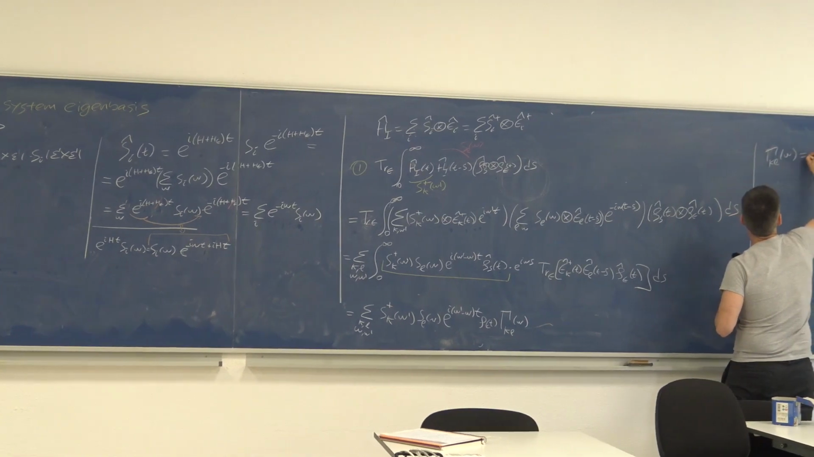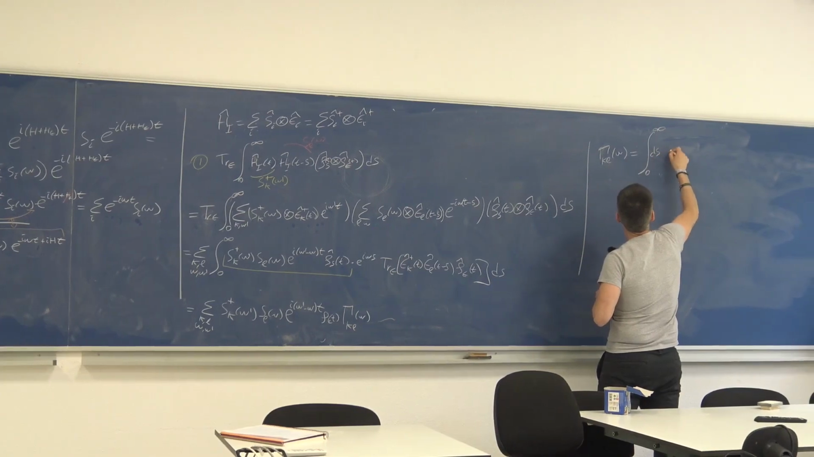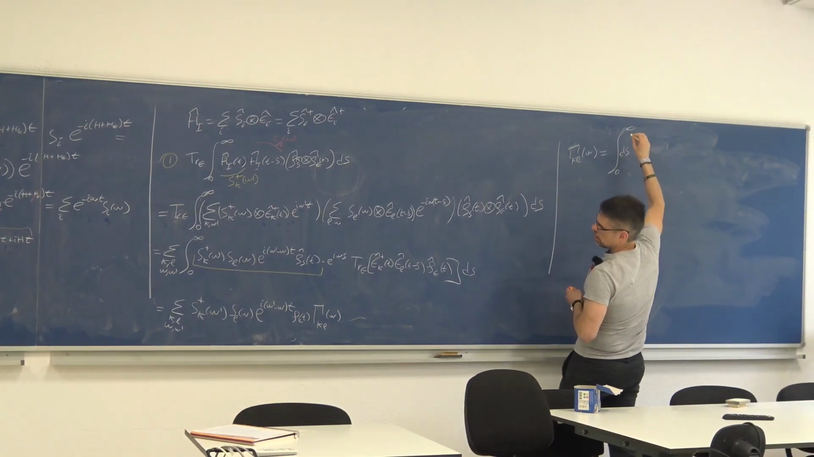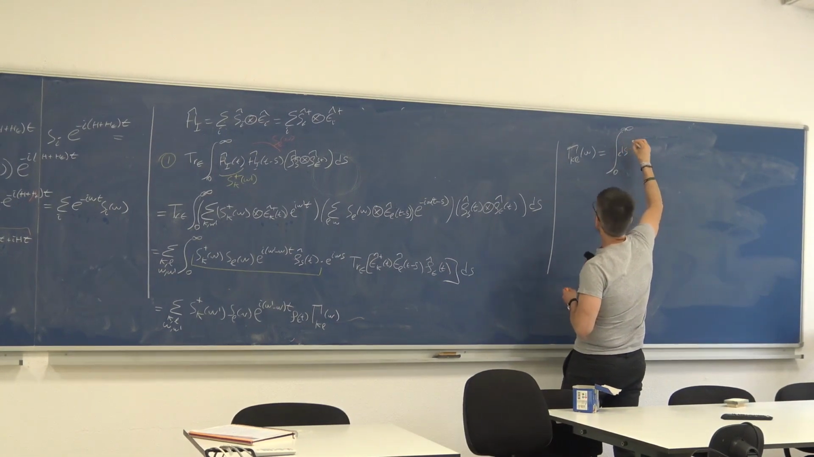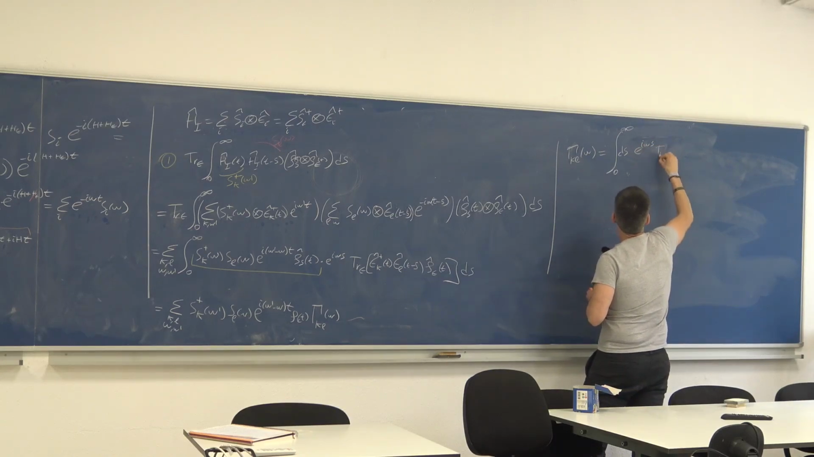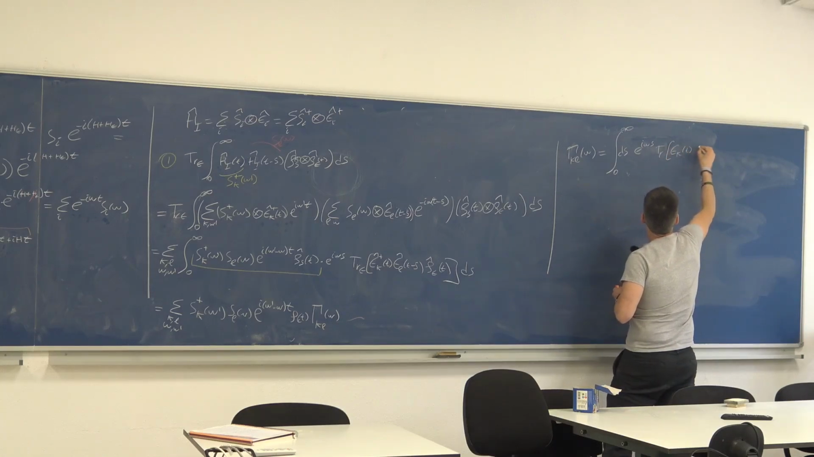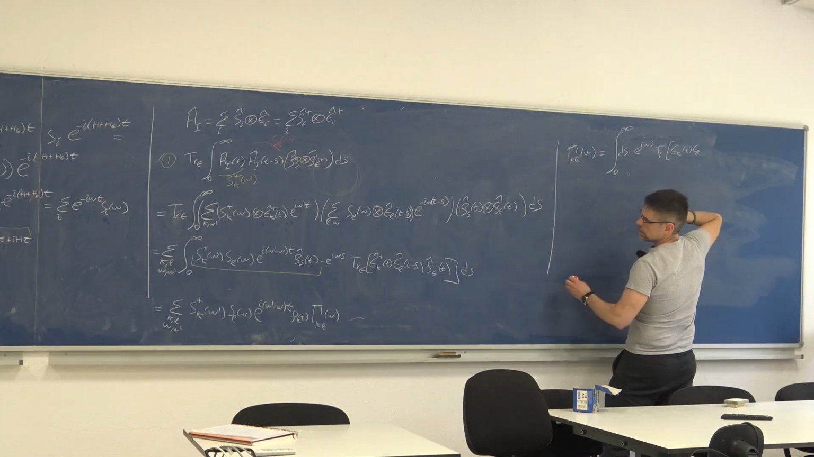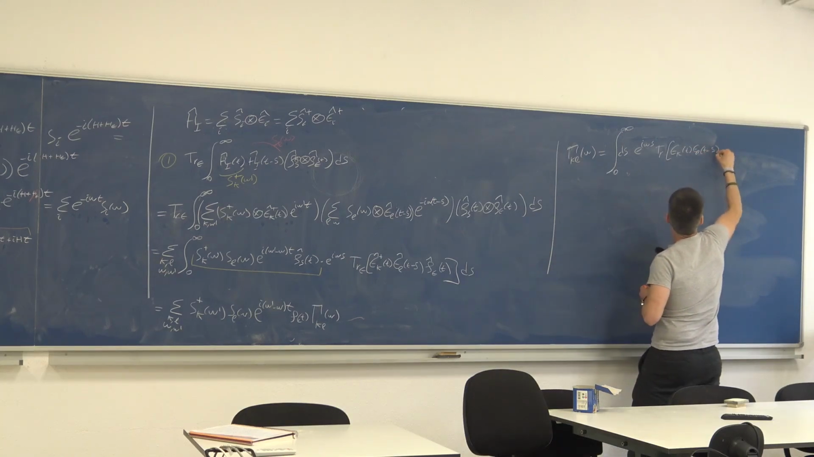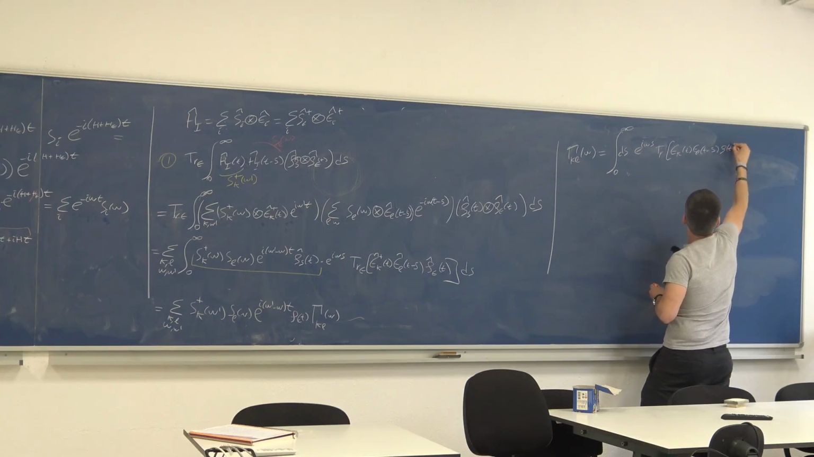Something important from now on is just this integration between 0 and infinity, differential of S, exponential of I omega S, of the trace of EK of t, EL, is it correct, K first, yes, of t minus s, rho of t, and this rho of the environment.